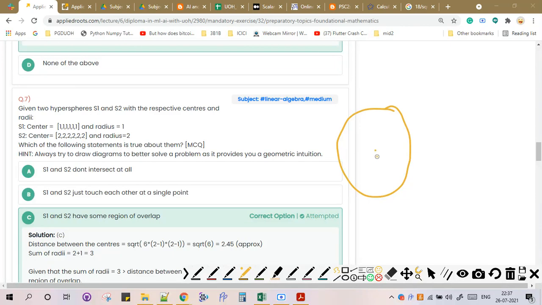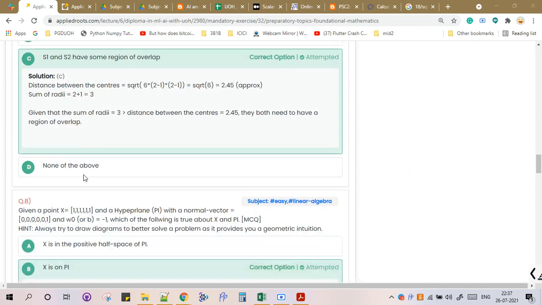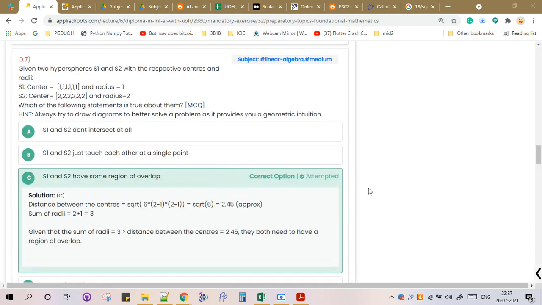So the first hypersphere has center 1, 1, 1, 1, 1, 1, so this is in 6D, right? And the radius is equal to 1. And we have a second hypersphere with radius equal to 2 and the center is 2, 2, 2, 2, 2, 2. Which of the following statements is true about them? They don't intersect at all, they just touch each other at one point, or have some region of overlap, or none of the above.